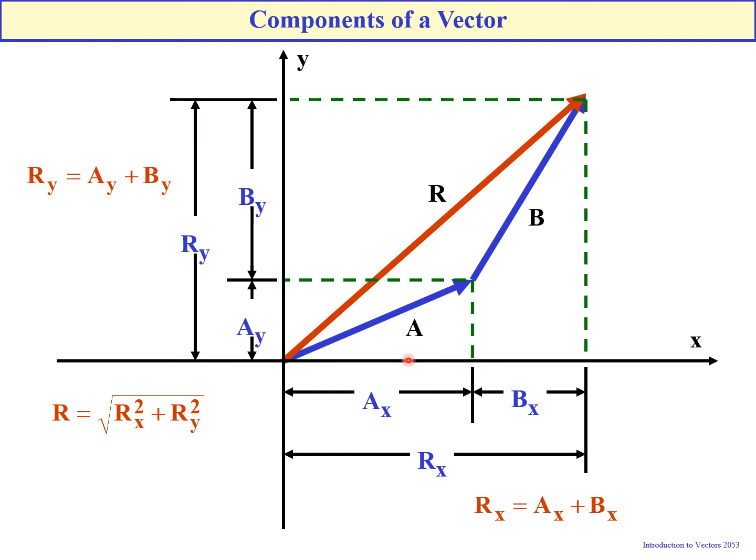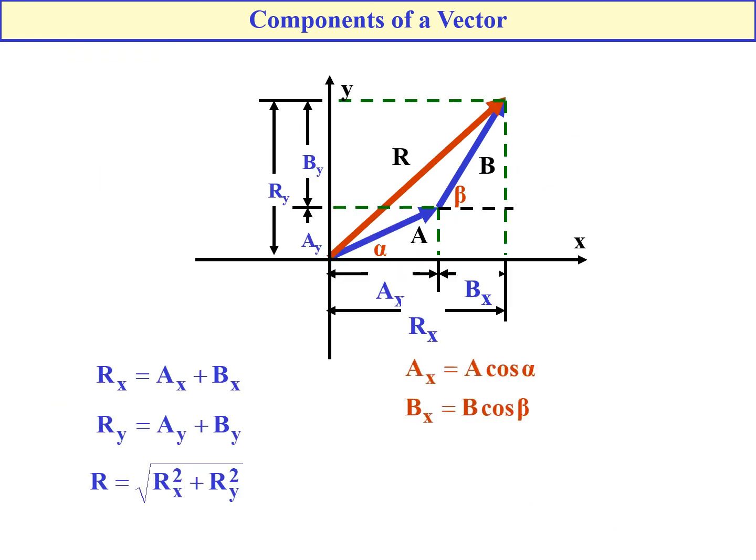So once we break these down into x and y components, we can add those components together and then make a big right triangle out of those components in order to figure out the magnitude and the direction of the resultant vector. Now we can see with this slide we have Ax is A cosine of alpha, so this angle right here, Bx is B cosine of beta. So keep in mind that you have to keep the angle for the respective vectors.